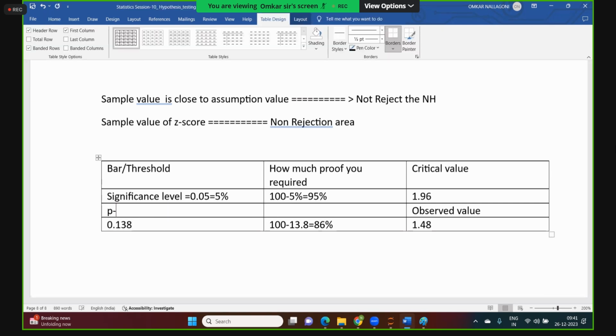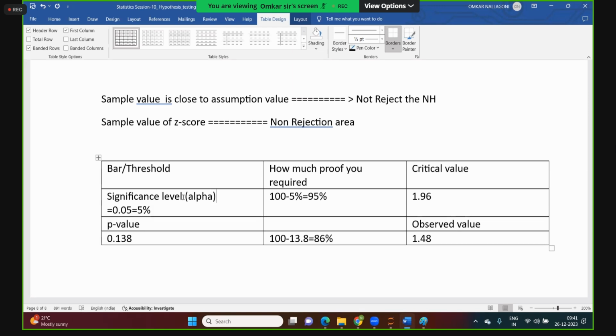Now, for this 1.48, what you are getting, 0.138, is nothing but a p-value. From the analysis, whatever value we are getting is called the p-value. Before the analysis, what you are setting is nothing but the alpha value. Now, from the analysis, whatever value you are getting is called the p-value. The alpha value will tell how much proof you require to not reject the null hypothesis. In your language, to accept the null hypothesis.